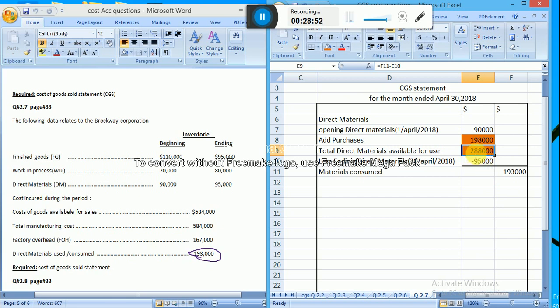Now look, we check this: 288 minus 95 is equal to 193. From 288 we subtract the 90,000, which is the opening, and the difference is 1,98,000, and that is my purchases. So I hope you will understand. Inshallah, the remaining question I will solve in my upcoming class.